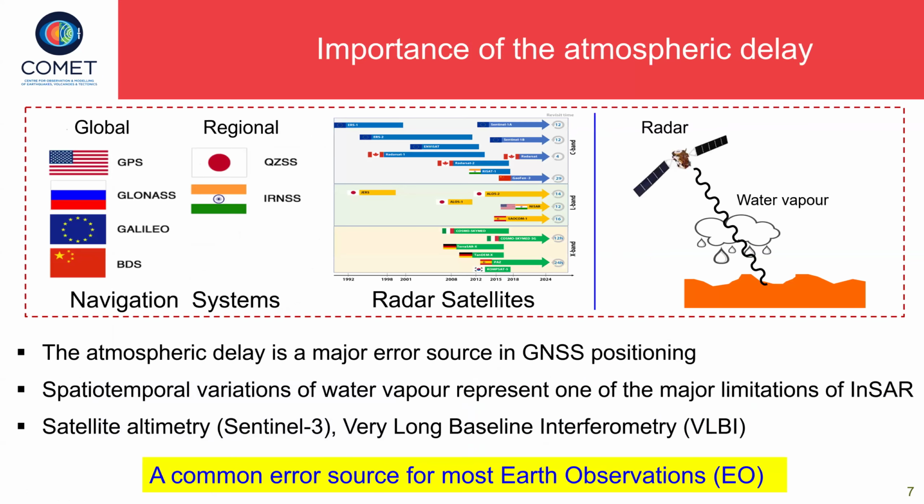The tropospheric delay is a very common error source in many observations, including, for example, GNSS and InSAR, of course, and also, for example, satellite altimetry and very long baseline interferometry. So all these kinds of measurements are contaminated by the tropospheric error. So it's a very common error source for most Earth observations. There is a lot of research talking about this kind of error.